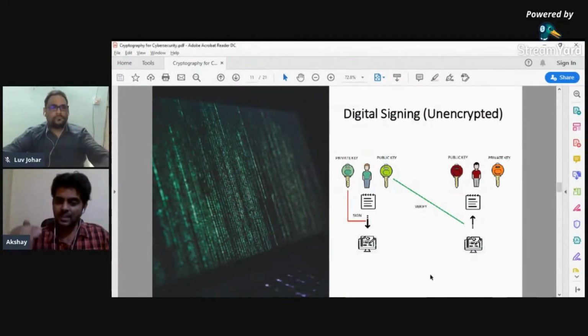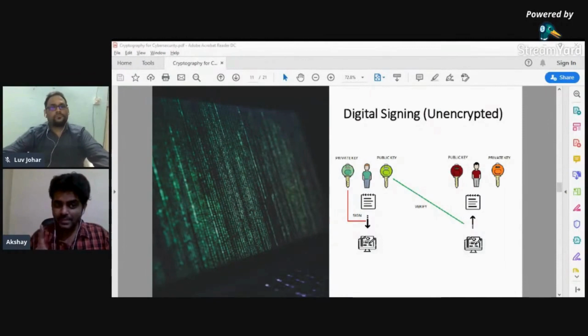So the private key implements a signing algorithm on the message, which converts it into the message plus a signature along with it. Now, when B receives this message along with the signature, he can then use the public key of A to verify whether this message has been sent by A or not.